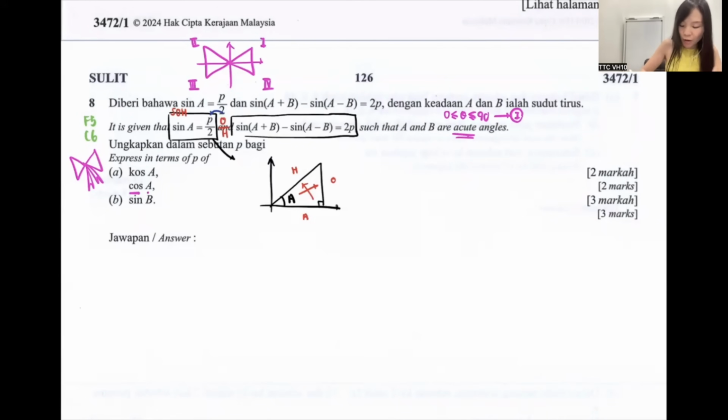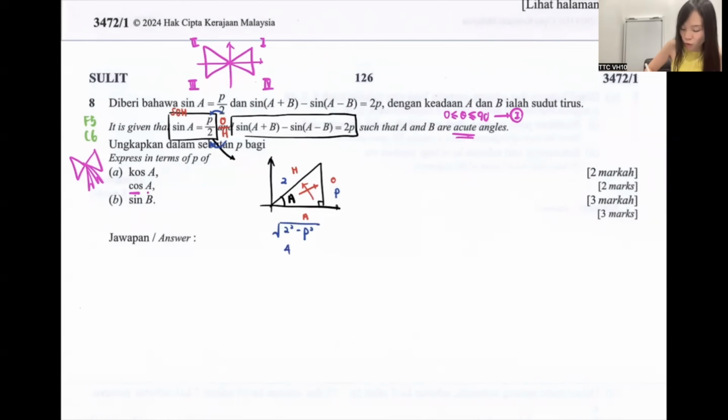So what's my opposite now? P. Okay, opposite is P. What's my hypotenuse now? 2. Okay, this is 2, and this one is P. Can I find my adjacent? Can. How do I find my adjacent? So guys, remember, adjacent is always found using Pythagoras theorem. When you have 2 of them and you want to find another one, just use Pythagoras theorem. So remember, use the longest one squared minus the shorter one squared, then square root it. You guys can find the last one.